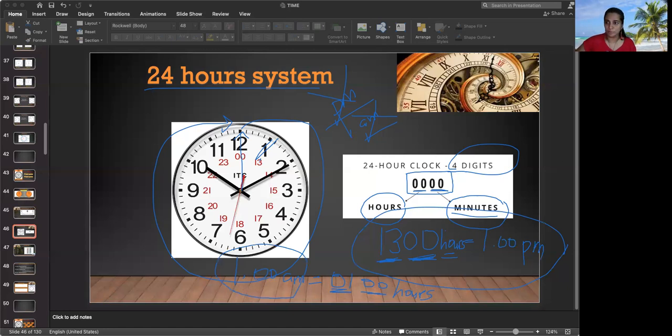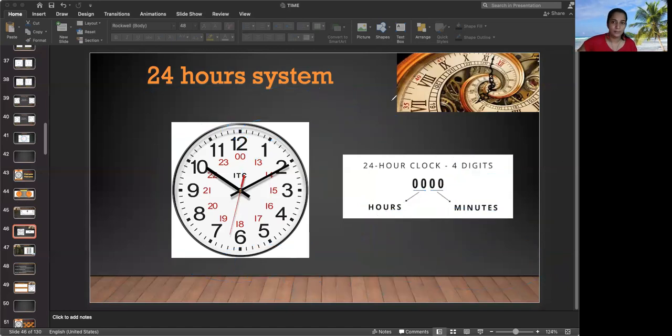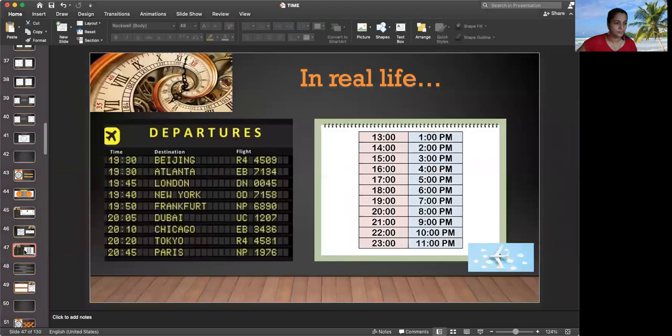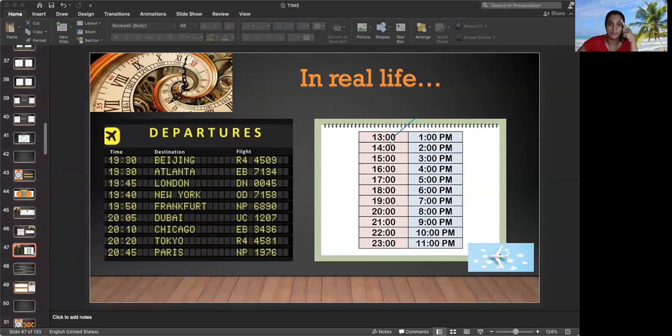So let's look at more questions. Over here, these are examples of real life where you will see the 24-hour system being used. Sometimes they put a colon in between the time slots, but usually you don't have to. How do you read this? You would read this as 1300, 1400, 1500, 1600, 1700 hours.